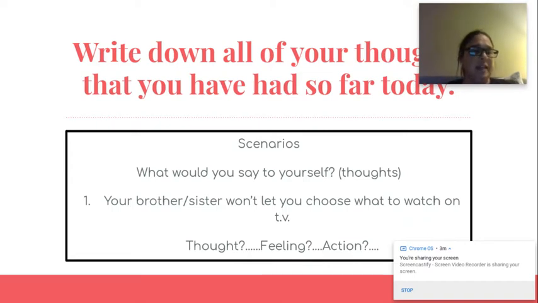Why do you think it's important to think about your thoughts? If we pay more attention to our thoughts, we can have more control over them. And this is important because our thoughts affect how we behave and how we feel.